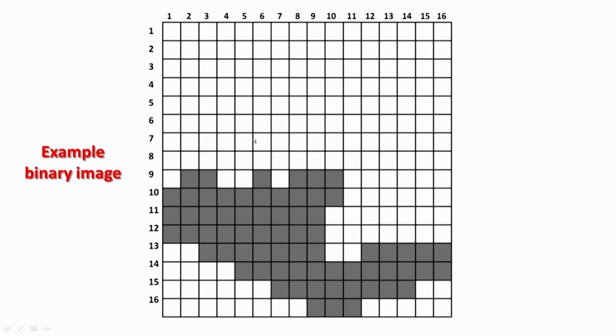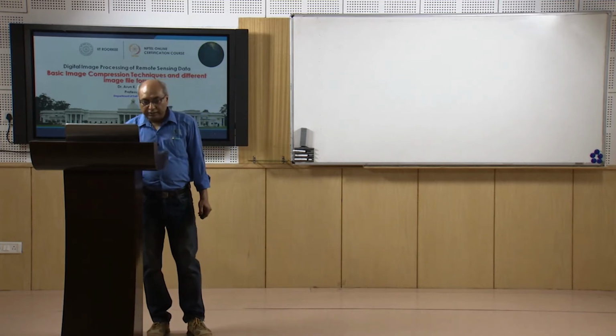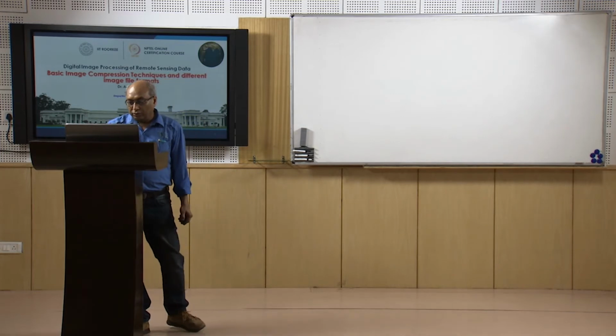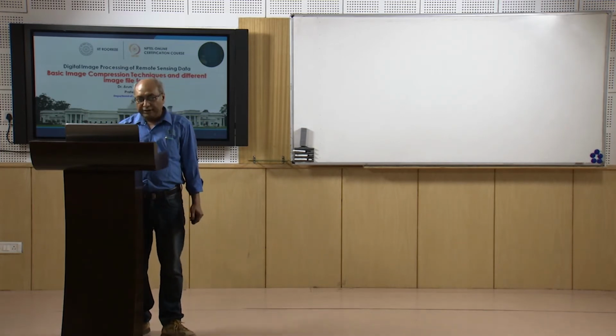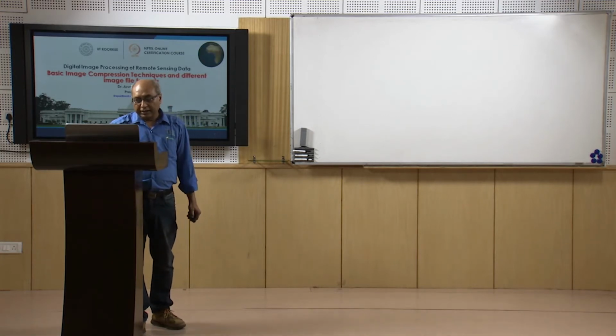That means here we have a shaded area, and the rest is just white area. So there are only 0 and 1 values, which is why it's a binary image. For understanding we will look at the binary case, but of course data compression can also be performed on colored images, 8-bit images, or any bit-depth images.